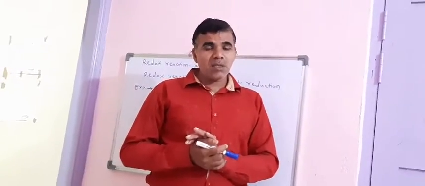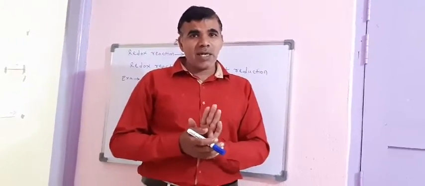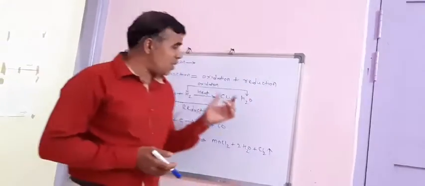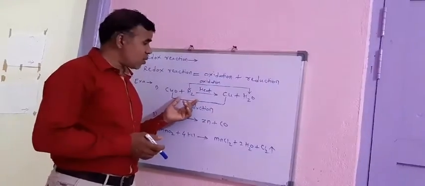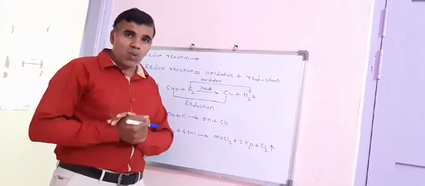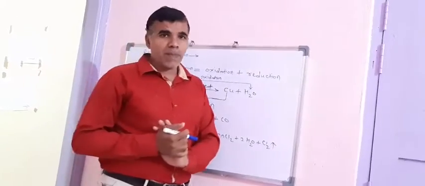So first we have to study the redox reaction. Redox reaction means when oxidation and reduction take place simultaneously, it is called a redox reaction. Example, copper oxide plus hydrogen to form copper plus H2O. Second point we have to understand, that is corrosion.